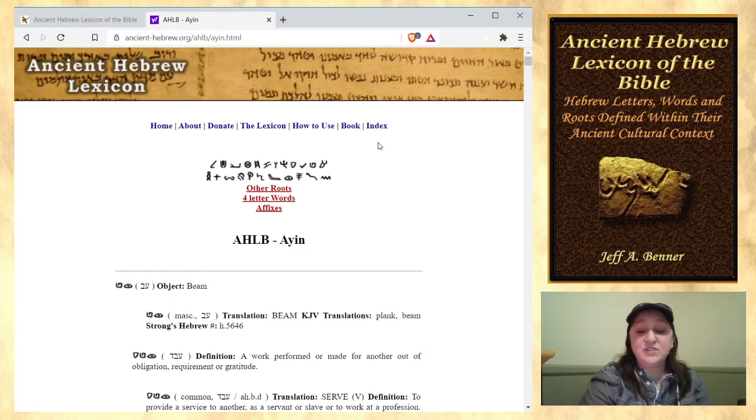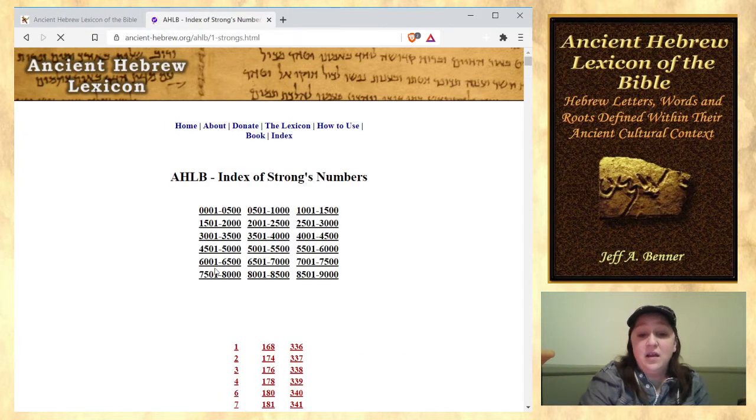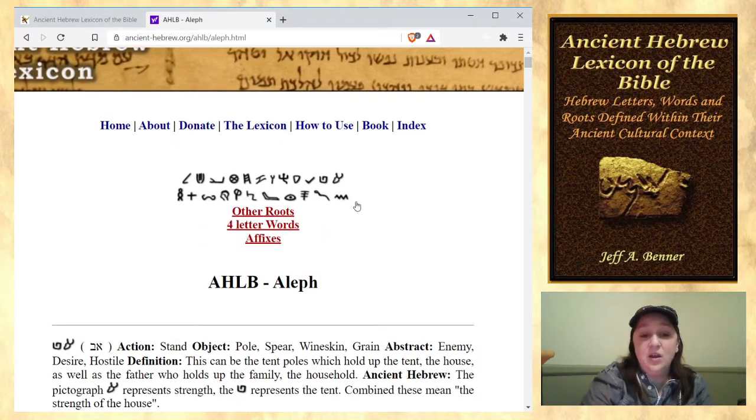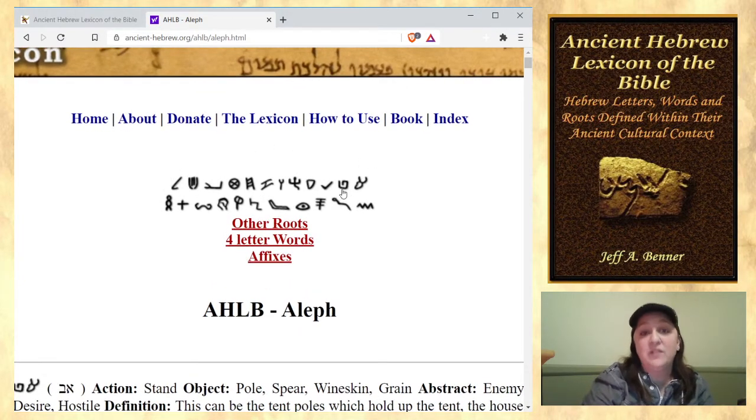All right, so there are two different ways to look up your words in this lexicon. First of all, by the index and Strong's numbers, and then by going to the lexicon and hitting on one of the pictograph Hebrew letters to see all the words that start with that letter.